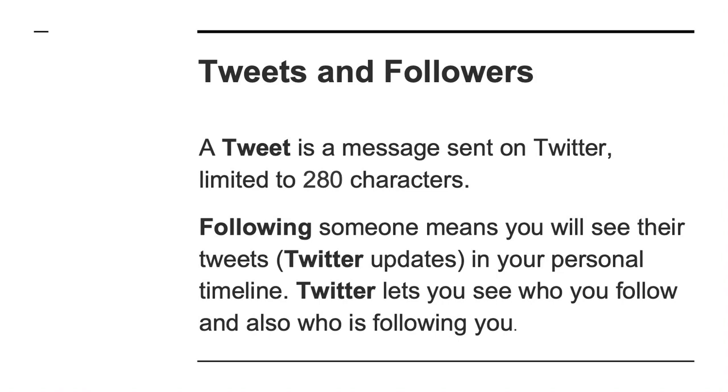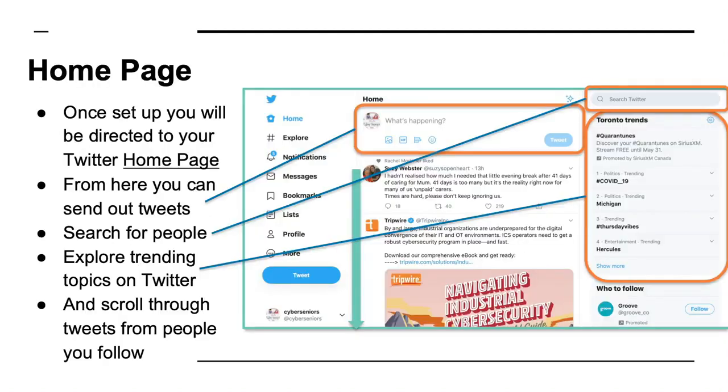Okay, so now we're going to go more into the terms of Twitter. So a tweet is a message sent on Twitter, and it's limited to, once again, 280 characters. Following someone means you will see their tweets, so Twitter updates, in your personal timeline. Twitter lets you see who you follow and also who is following you. Homepage. So Twitter has a homepage, and once set up, you will be directed to your Twitter homepage. From here, you can send out tweets, search for people, explore trending topics on Twitter, and scroll through tweets from people you already follow. So this is just like an example of what a homepage would look like.